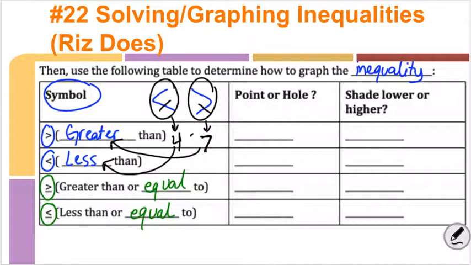Okay, so for a greater than symbol with no line underneath, it's going to be a hole. That means at the beginning of the line, it's going to be a hole. It's going to look something like that. Less than symbol, same thing. It's going to be a hole.